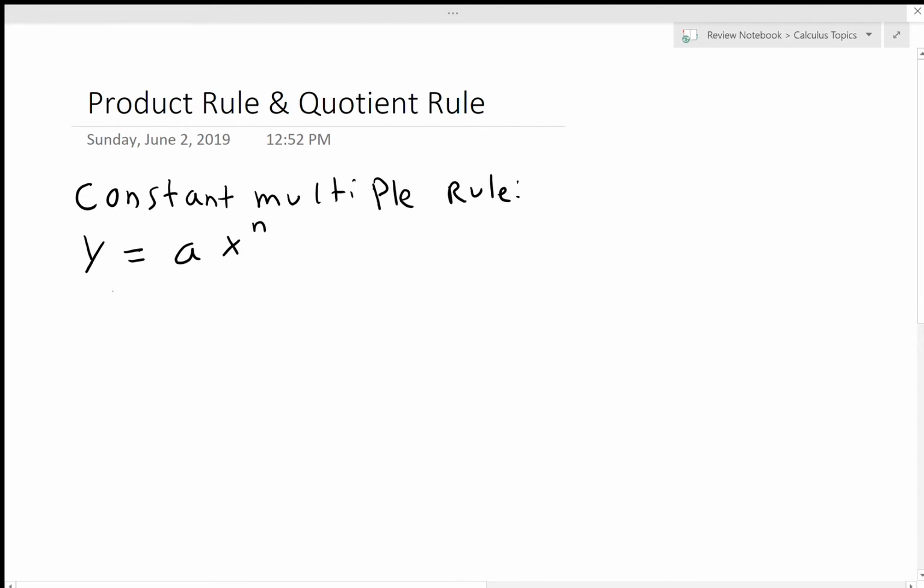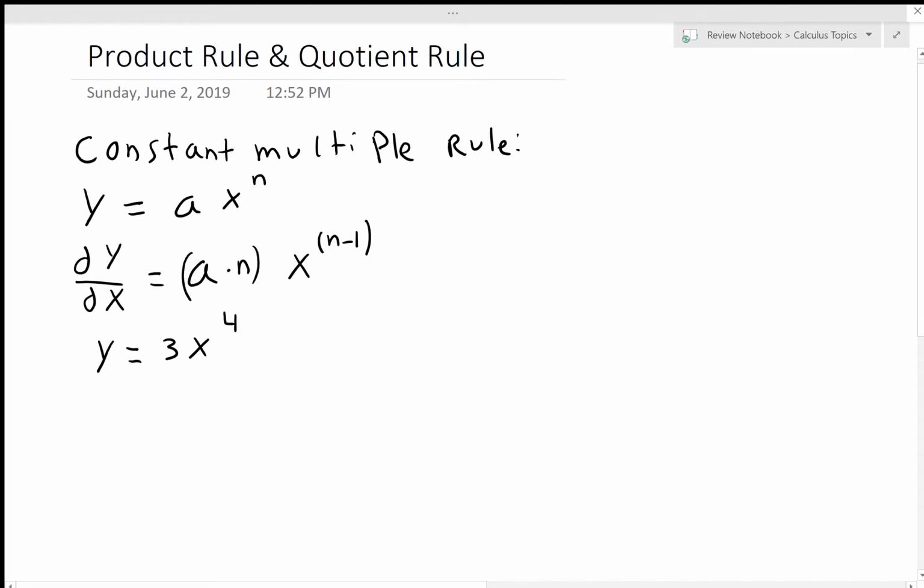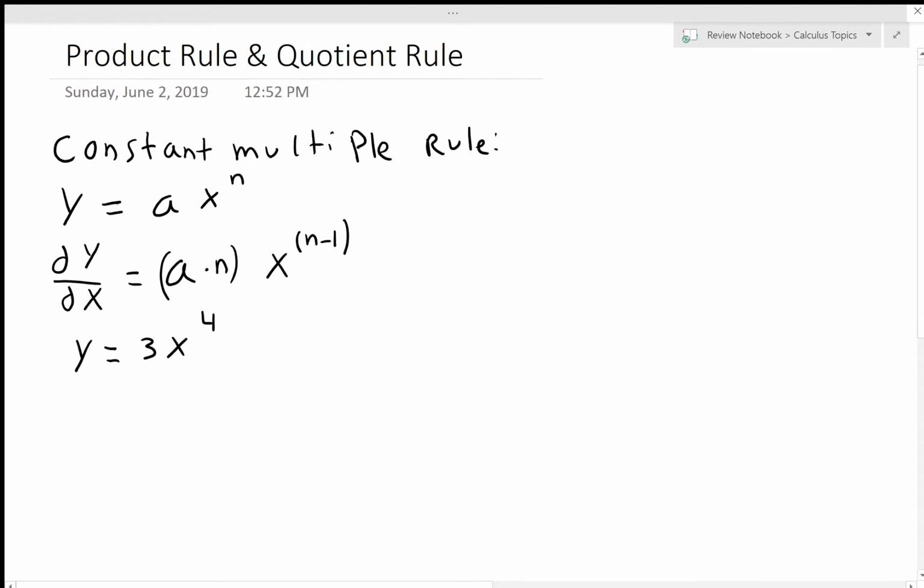Then you're going to have dy over dx is a times n times x to the n minus 1. So you kind of see this a coefficient is always there. For example, y equals 3 times x to the 4th. We could just take out that 3 and differentiate the x to the 4th instead. So dy over dx, really just take out the constant and you're going to plug it back in later.